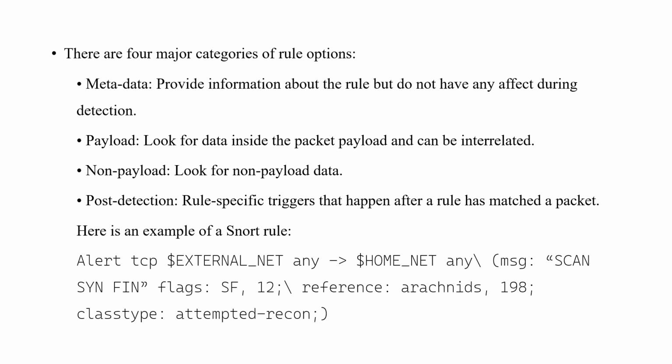There are four major categories of rule options: metadata, payload, non-payload, and post detection. Metadata provides information about the rule but does not have any effect during detection. Next is payload. It looks for data inside the packet payload. Next is non-payload. It looks for non-payload data. Next is post detection. These are rule specific triggers that happen after a rule has matched a packet. The sample Snort rule is shown here.